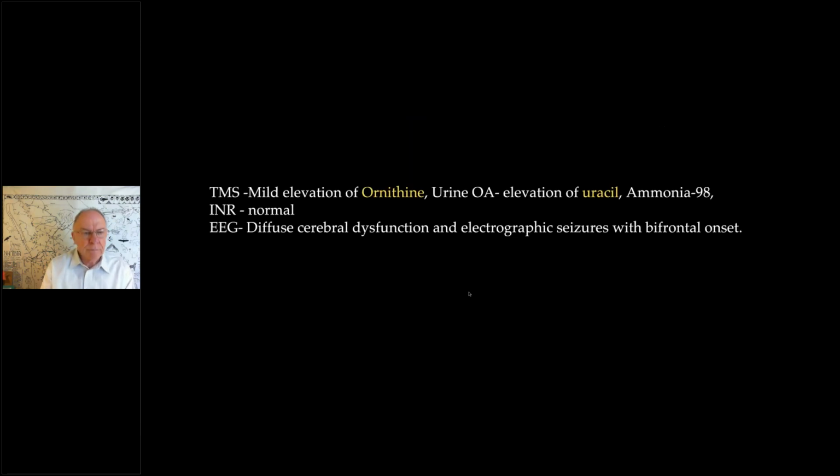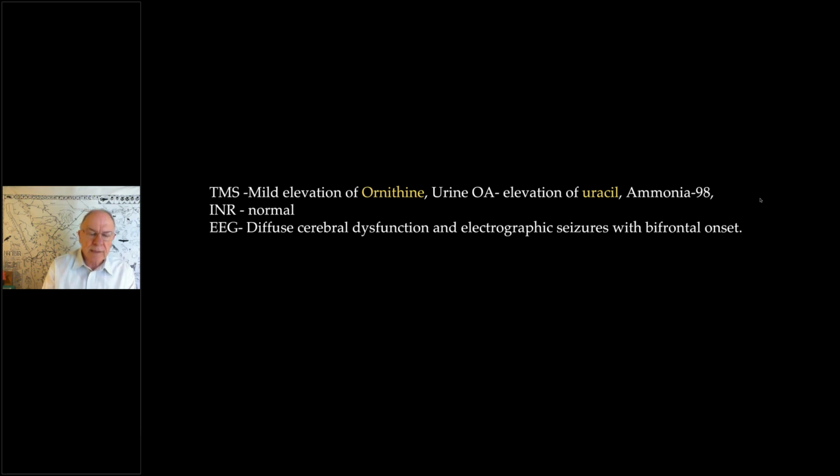So at this point, Geeta. So TMS was showing mild elevation of ornithine and urine organic acids showed elevation of uracil, but they were not very indicative, not significantly elevated. Ammonia also showed mild elevation, so we can take it as more of a normal thing. And because the child had multiple transfusions and jaundice, we can think of any hepatic impairment, but INR is normal. And EEG wise, there was only diffuse cerebral dysfunction and no clinical seizures as such, except for day one.